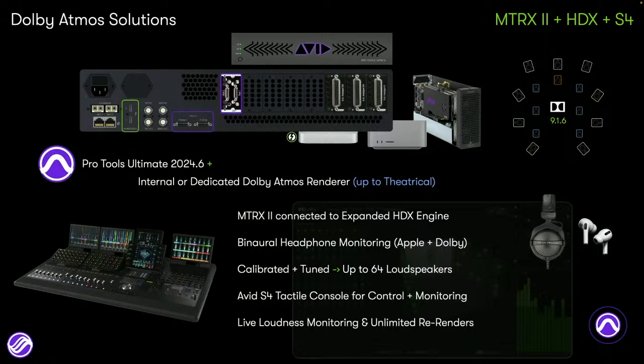You can use Thunderbolt, or you can use Dante or even MADI to connect to a separate machine to connect to that external renderer. So we have a Matrix 2 connected with an expanded HDX engine, meaning more than one card. We are still able to pull out our binaural headphone monitoring, both Apple and Dolby. We can calibrate our sound system using the built-in SPQ card of the Matrix 2, but now we have a much larger control surface using an Avid S4 or an Avid S6 to really build a custom mixing profile.